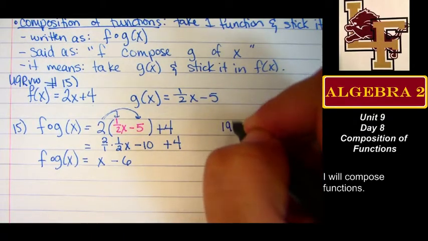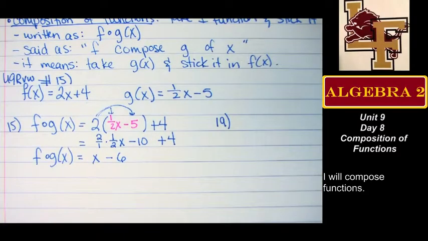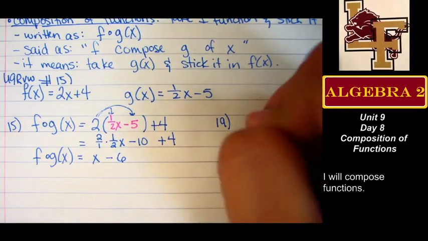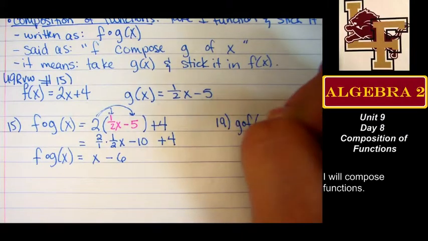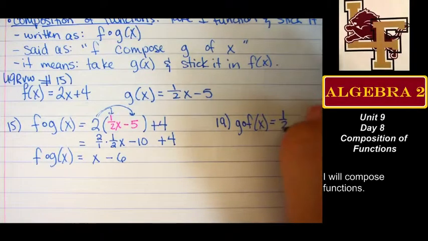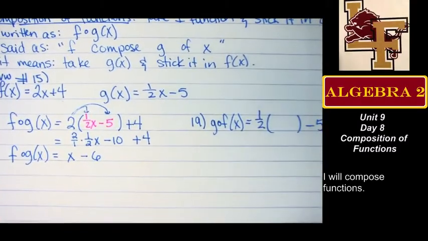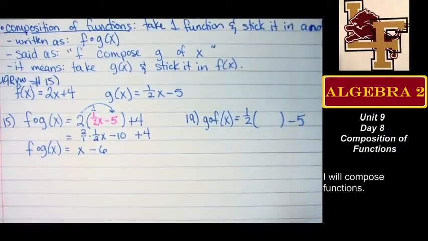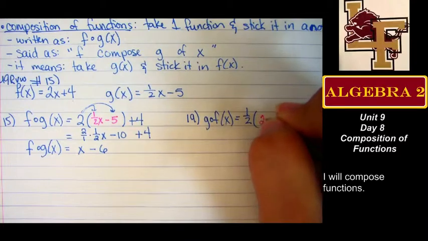For comparison's sake, because that already came up as a question, the order that you write the letters when you're composing is important. Let's look at number 19, which is g compose f of x. Now I'm going to take my g function, and everywhere I see an x, I'm going to stick the f function.